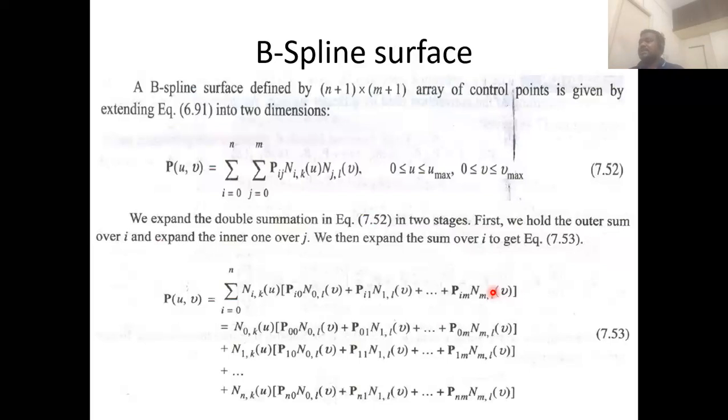Next one, the B-spline surface. The B-spline surface is just an extension of the B-spline curve. As we discussed earlier, whatever properties we discussed for the B-spline curve are applicable to the B-spline surface also. Since it is a two-dimensional entity, two summations will appear: i equal to 0 to n along the u direction, j varying from 0 to m along the v direction, and Pij as usual is the control point. These are the B-spline coefficients, along u and along v.